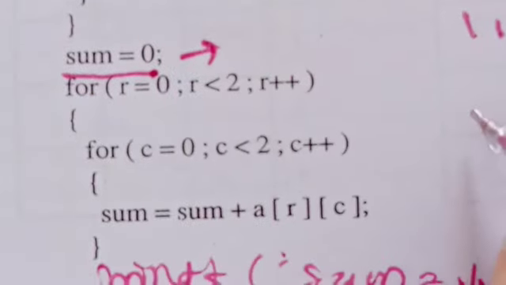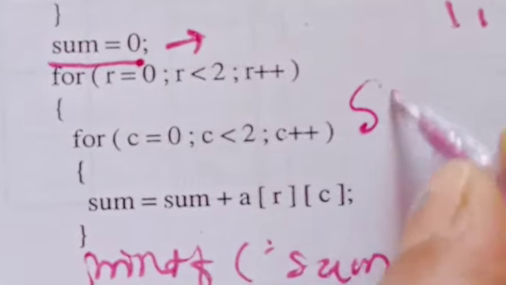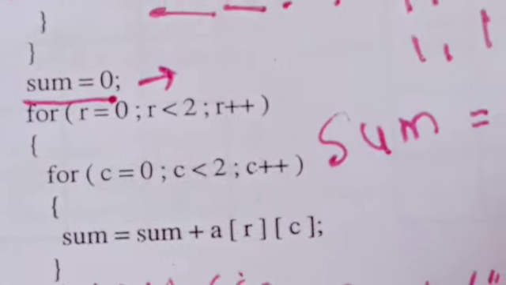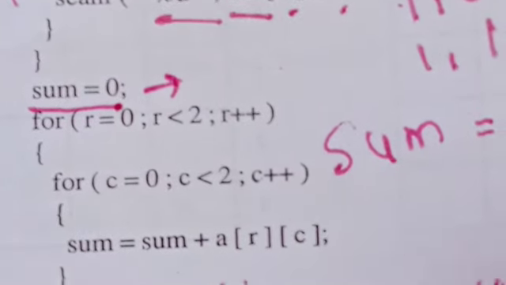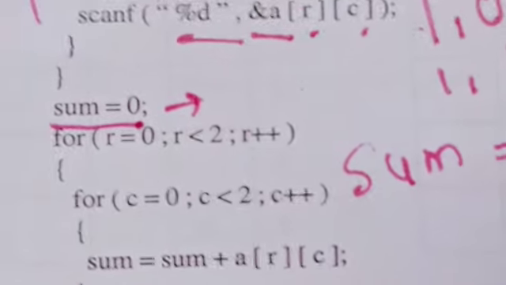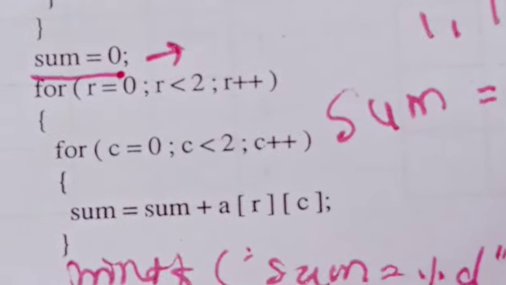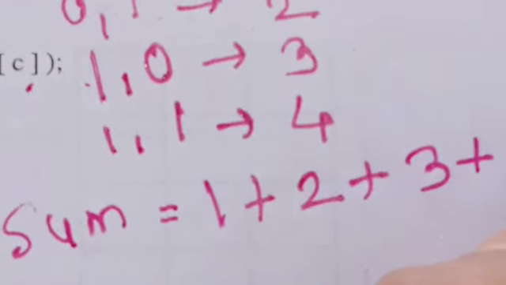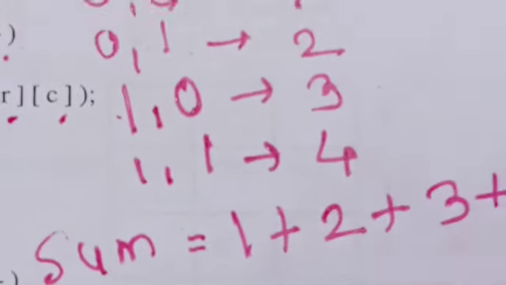For the first iteration, sum will add a of 0 0, that is 1. For the second iteration, a of 0 1, that is 2. For the third iteration, a of 1 0, that is 3. For the fourth iteration, a of 1 1, that is 4.